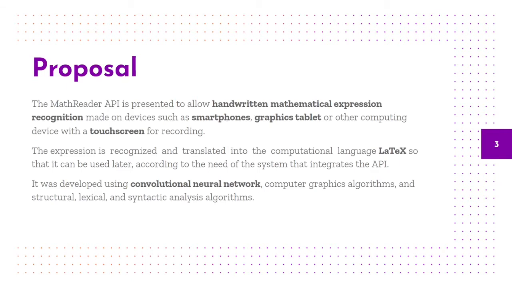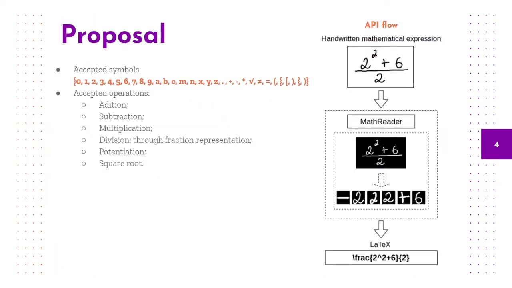It was developed using convolutional neural network, computer graphics algorithms, and the structural, lexical, and syntactic analysis algorithms. We defined the accepted symbols, which are the following: the digits 0 to 9, the symbols A, B, C, M, N, X, Y, Z, the dot symbol, plus, minus, asterisk, the square root symbol, the different and the equal symbol, parentheses, brackets, and braces. The accepted operations are addition, subtraction, multiplication, division, potentiation, and square root.